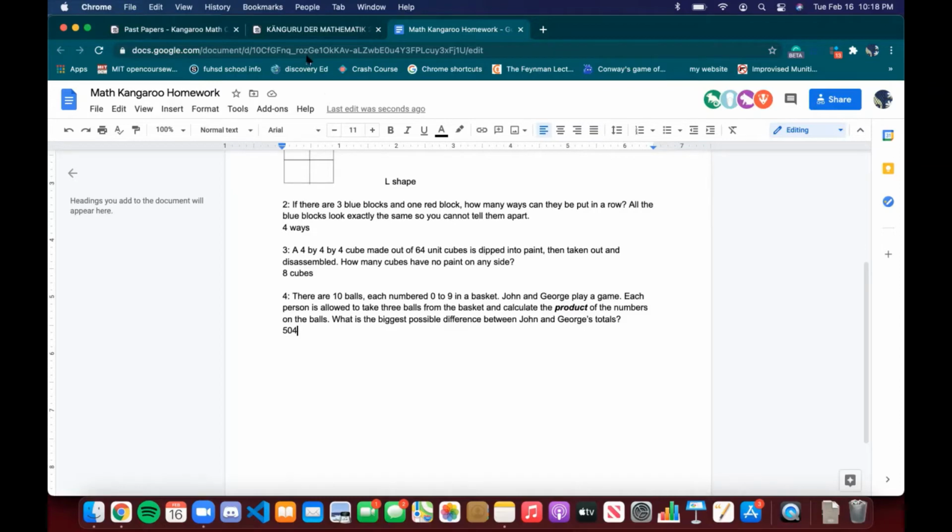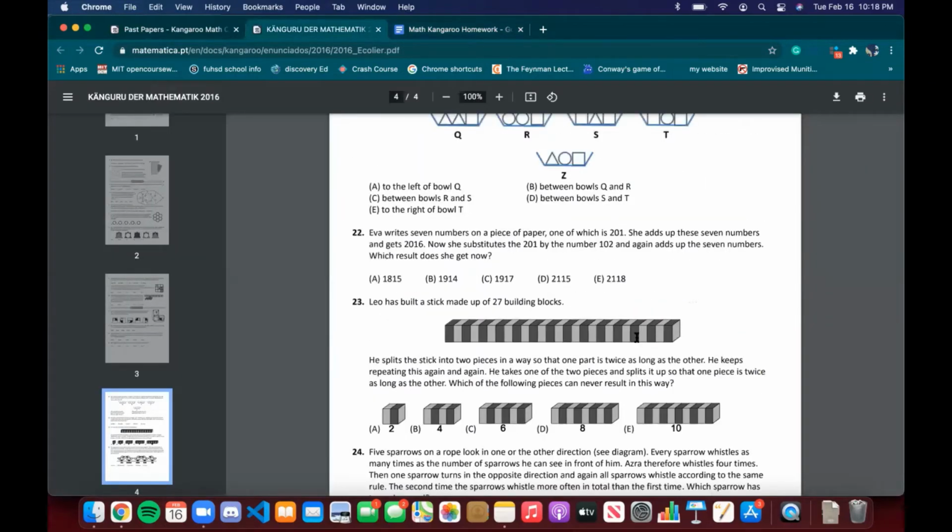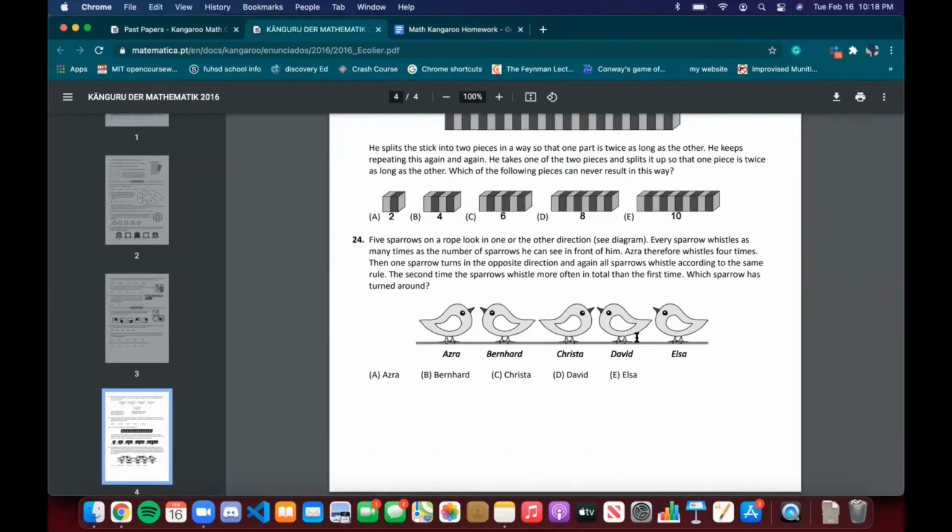Okay, so we're done with the homework. Let's switch over to this time's problems. We're doing the last 5 questions again. This is the 2016 third to 4th grade problem.